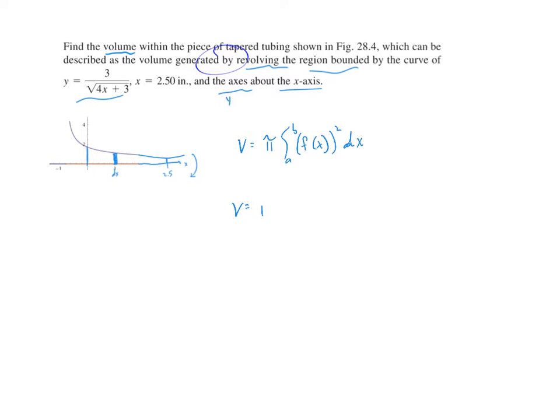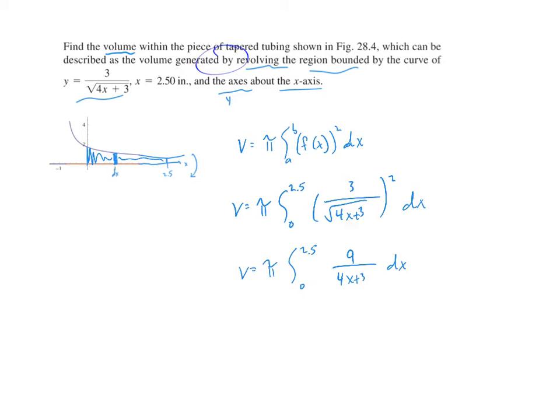So v equals pi integral, our region here goes from 0 all the way out to 2.5, and then my function is given to me, 3 over radical 4x plus 3, to the second power, dx. Then I will simplify this integral, 0 to 2.5. 3 squared is 9. The square root squared in the denominator is just 4x plus 3 dx.